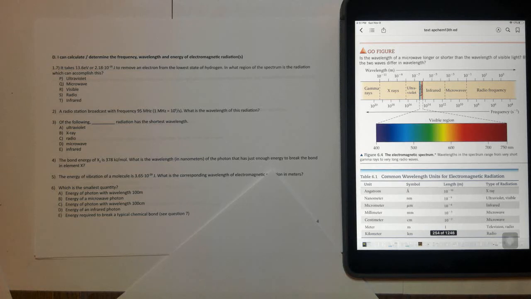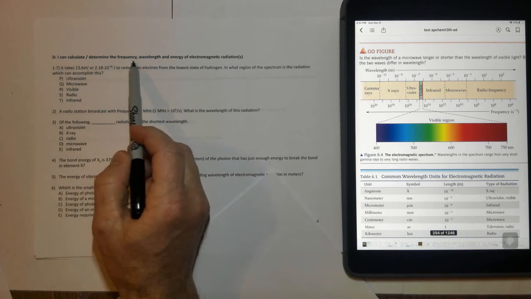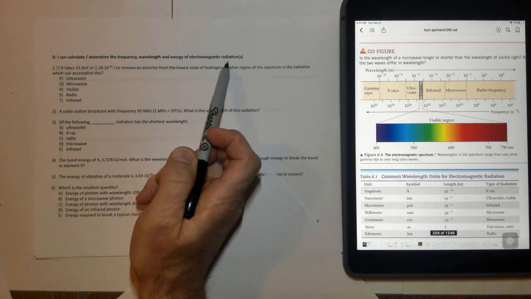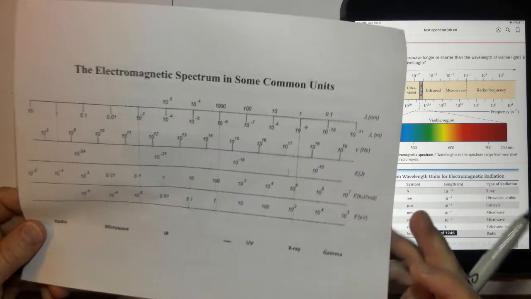Alright, here we are in part 3 of the practice test. Learning target D: I can calculate and determine the frequency, wavelength, and energy of electromagnetic radiation. So to do these on the test, you'll have the electromagnetic spectrum chart in some common units.